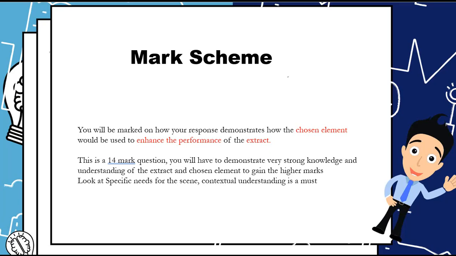That is what we need to be able to do to gain the higher marks. So it's a 14 mark question. You have to demonstrate very strong knowledge and understanding of the extract and the chosen element to gain the highest marks. So we need to look at the specific needs of the scene. What is happening in the scene? Is there any mood or atmosphere, and how can you use maybe lights or sound or even costume to enhance the mood or atmosphere? Where is the character at? What is the character doing? So we look at the extract first, and from what is happening in the extract, use that to design your costume, your lights or your sound.